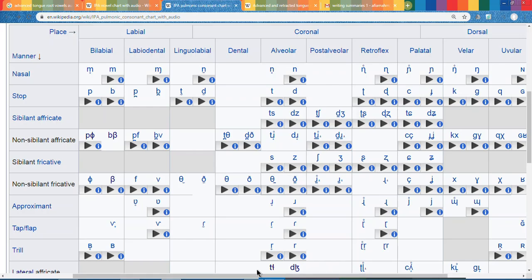Now I will play some of the strident sounds for you. I have opened this page of Wikipedia where audio sounds are available. I am going to play these sounds, these symbols which you just saw there.